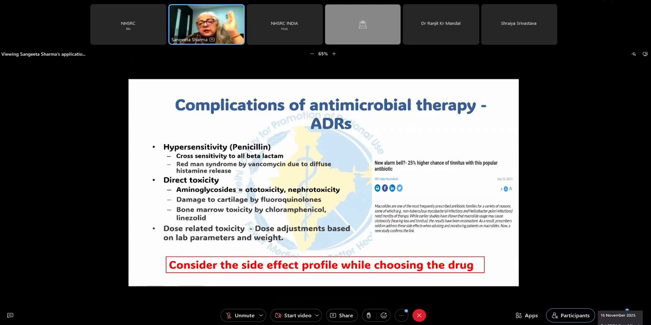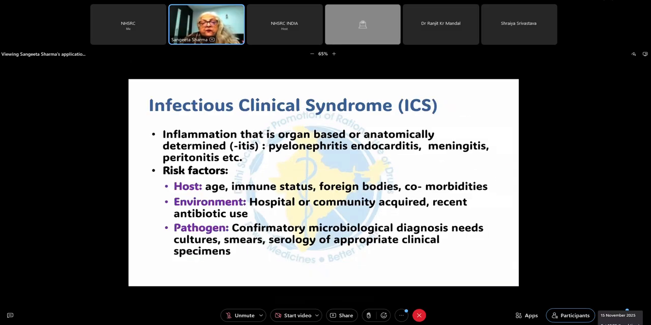Don't think that they are harmless. 1 in 5 patients will have some complication due to antimicrobial therapy. The other day I was reading about mothers who receive antibiotics during delivery. These neonates have more lung problems because the flora change. So be careful, it has impact on the neonate as well. And consider the side effect profile before choosing.